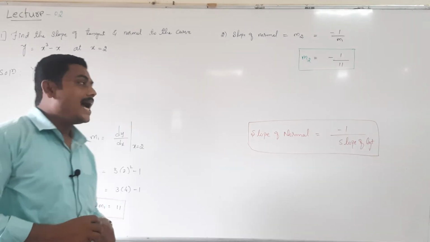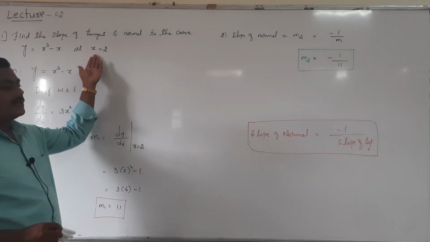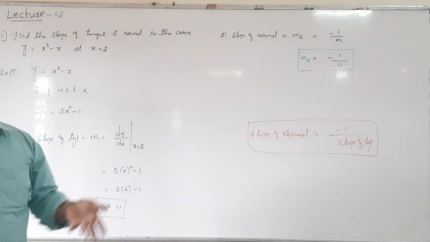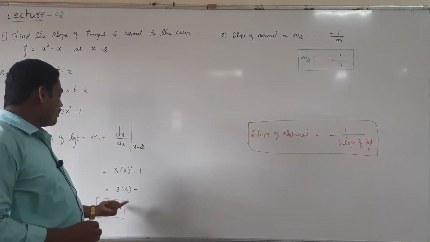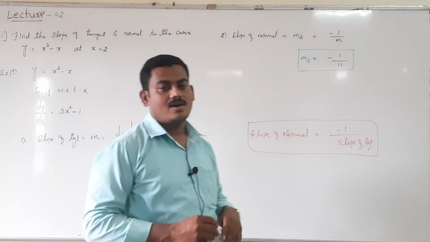Right? At this point only. It is not the same at all points. At 2, this is the slope of the tangent and the slope of the normal.